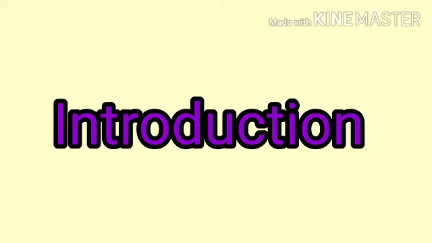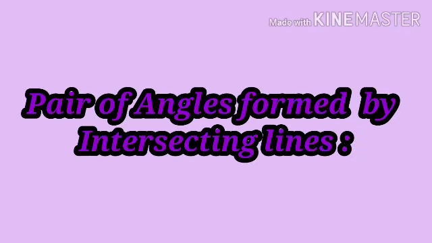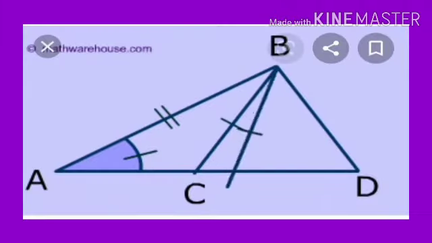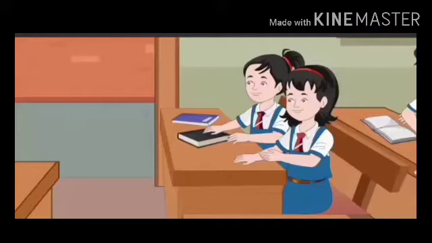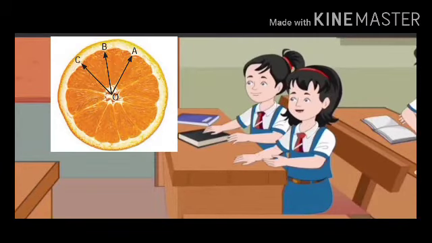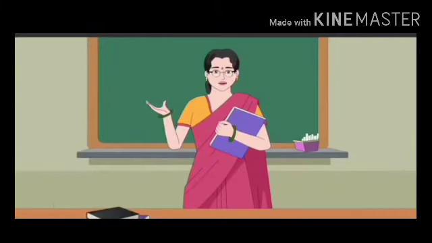Introduction. We are familiar with complementary and supplementary angles. Let us see some more related pairs of angles now. Pair of angles formed by intersecting lines. We are going to study related angles such as adjacent angles, linear pair of angles, and vertically opposite angles. Adjacent angles. The teacher shows a picture of sliced orange with angles marked on it. Now let's see the conversation between the teacher and students.